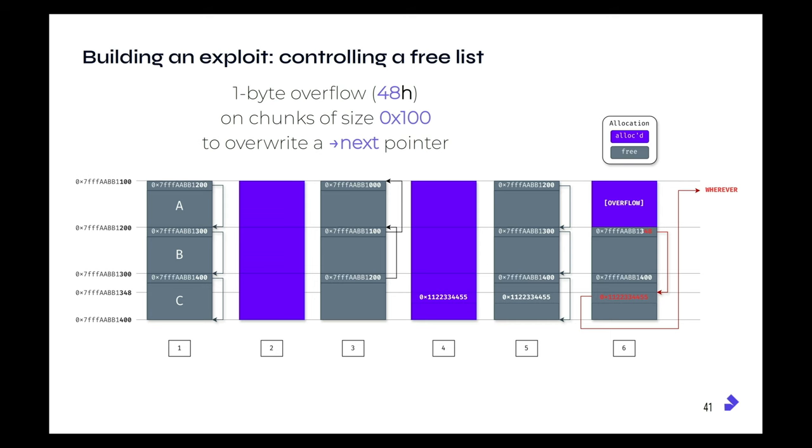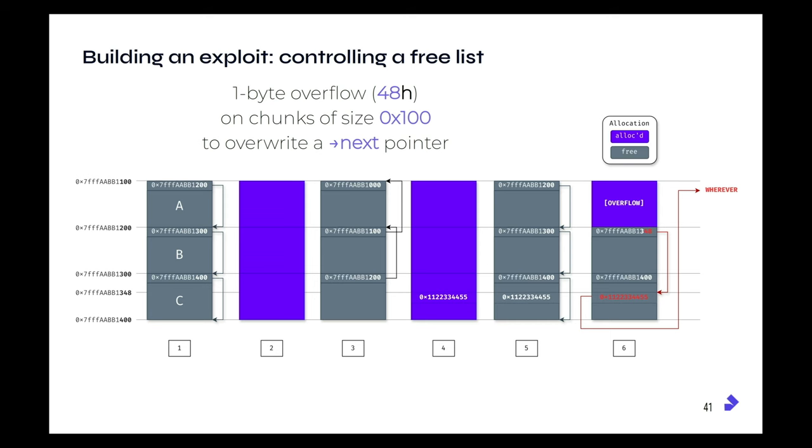First, we will start in step 1, and we're going to have three chunks, A, B, C, and each chunk is freed. We have A that points to B and B that points to C. Then we allocate these three chunks and we free them. We get in step 3, and the only difference with step 1 is that now we have C that points to B that points to A. So we have reversed the free list.